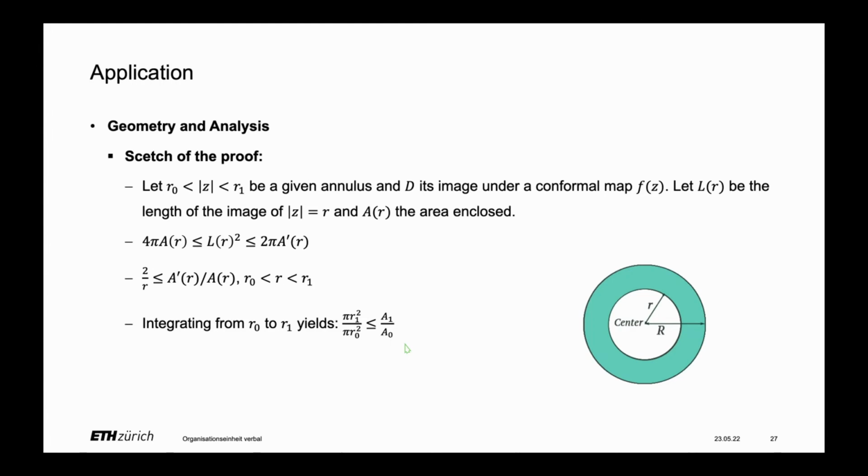And finally, the only thing we have to do is we have to integrate the whole thing from r0 to r1. So this is actually a little bit similar as in physics, how you integrate that in physics 1 and 2. What we have is afterwards that r1 squared over r0 squared is smaller or equal to A1 over A0. And this is exactly the statement we should prove. And as you can see with our isoperimetric inequality, it's way faster than if we would use a Laurent expansion.